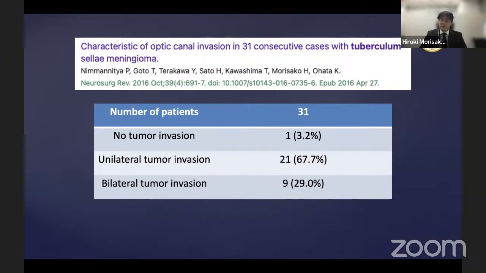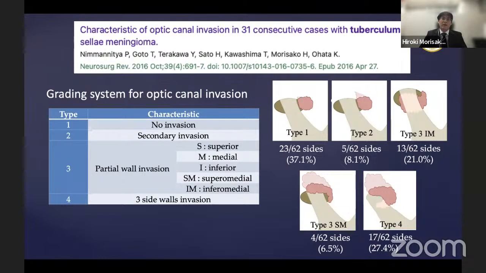In the detail of the optic canal invasion, about 30% of the patients showed three-side wall invasion, meaning the tumor invaded the superior, medial, and inferior sides of the optic canal. Another 30% of the patients showed two-side wall invasion, the superior medial or inferior medial wall invasion.